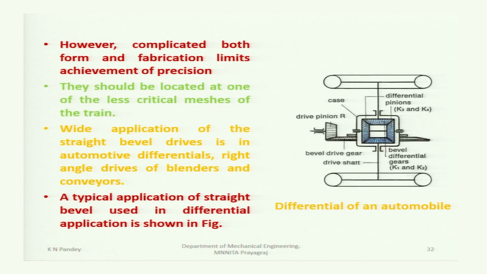A typical example is shown in this figure, in a differential. Here are the rear wheels of an automobile, here is the propeller shaft, and between them is this mechanism where these bevel gears are used, because you have to change the direction of the shaft. The propeller shaft has its axis in this way and the axle of the wheel is 90 degrees to the propeller shaft, so these bevel gears are used for that case and some other purposes of the differential.